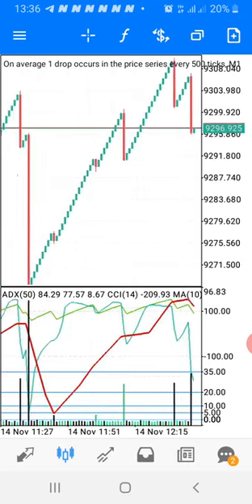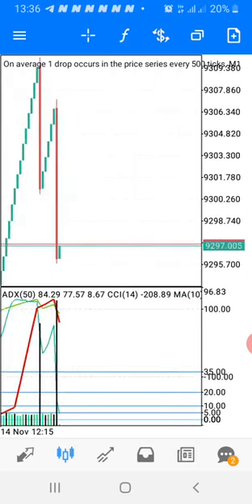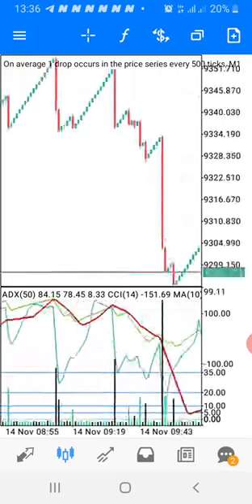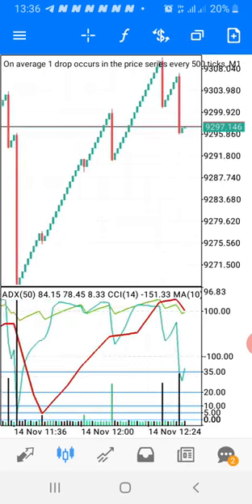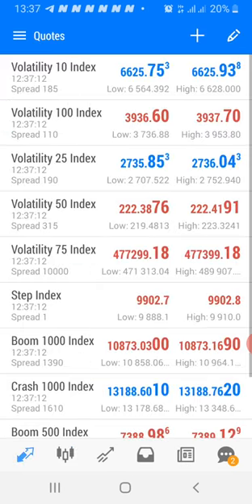So I won't waste your time waiting for it to spike. I believe if you understand this strategy seriously, you will make money from it. This is how this strategy works. It's used to sell for crash, and for boom, you use it to buy. You don't use this strategy to buy crash. You use it to sell crash and buy boom.